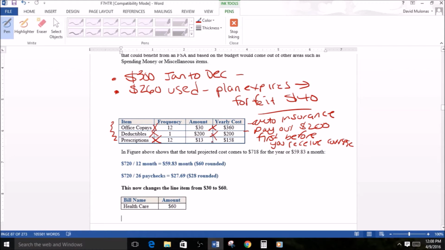Deductibles, we talked about that, so that's only $200 because the frequency is 1, because we don't know how often you're going to go to pay that off. It just depends on the amount of visits you have. So you have to understand that, right?